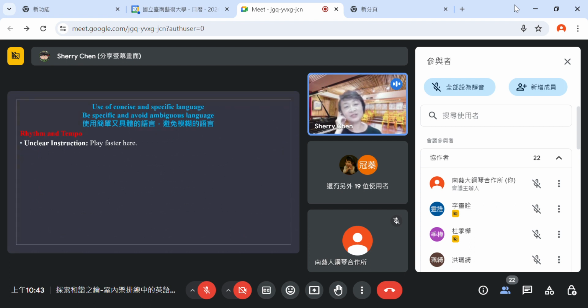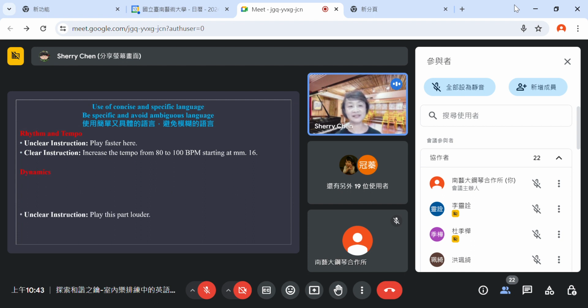tempo 是 unclear instruction, play faster here, OK, play faster here。可是 clear instruction 就会变成是 increase the tempo from 80 to 100 beats per minute starting at measure 16. So here you're not just saying play faster, but how fast? From 80 to 100 beats per minute. And then starting at measure 16. You're giving instruction by giving the place, which just starts on measure 16, and how fast, from 80 to 100.